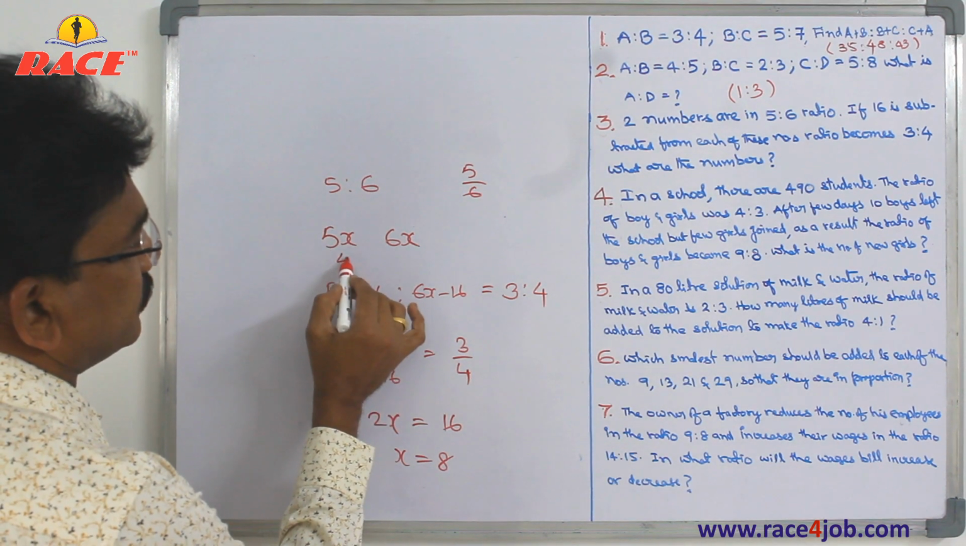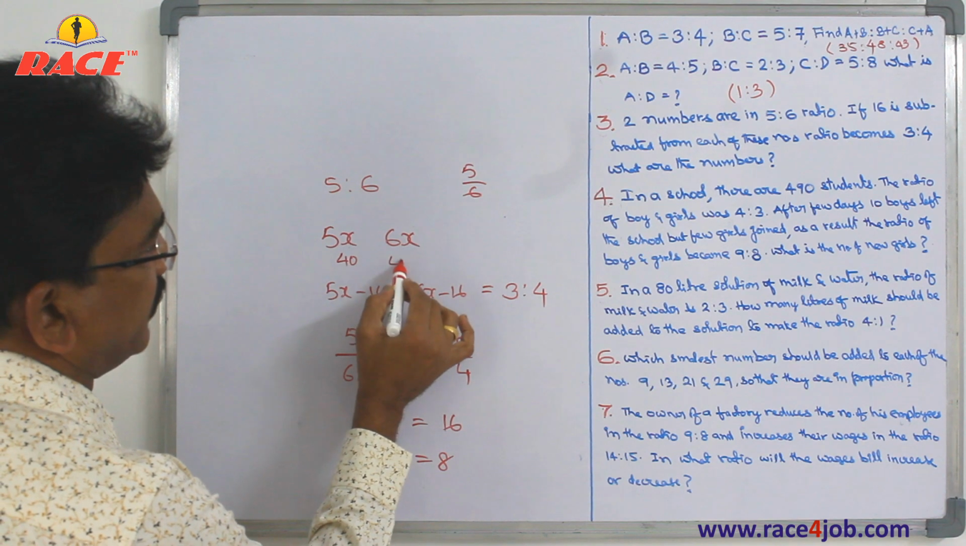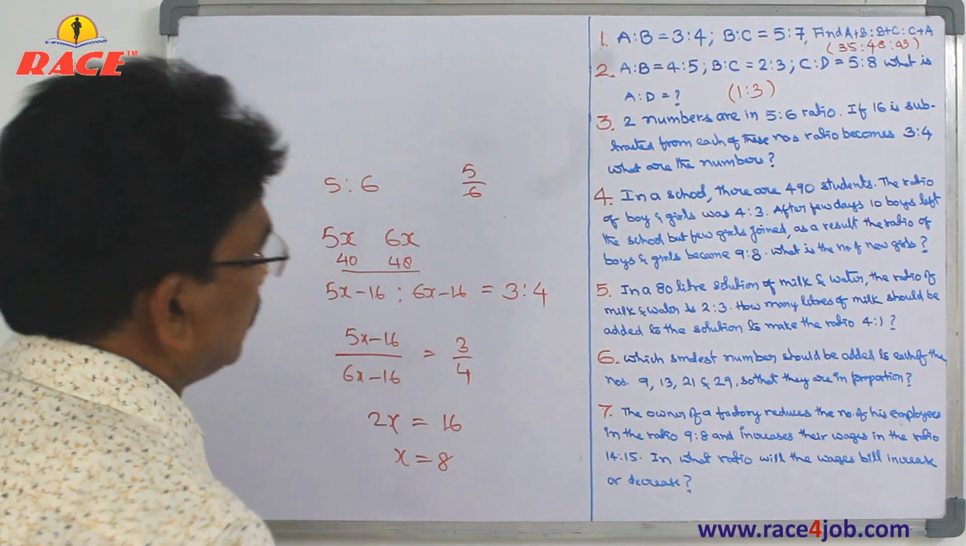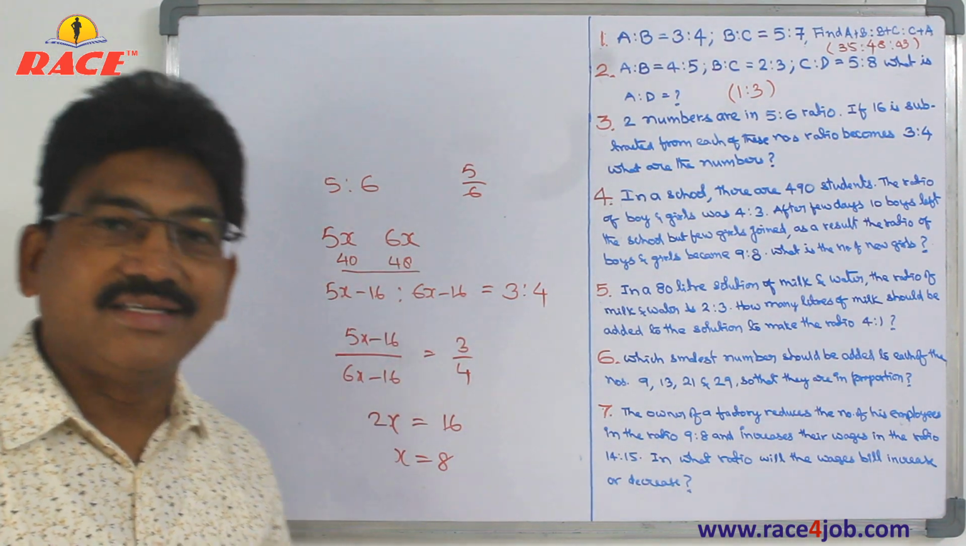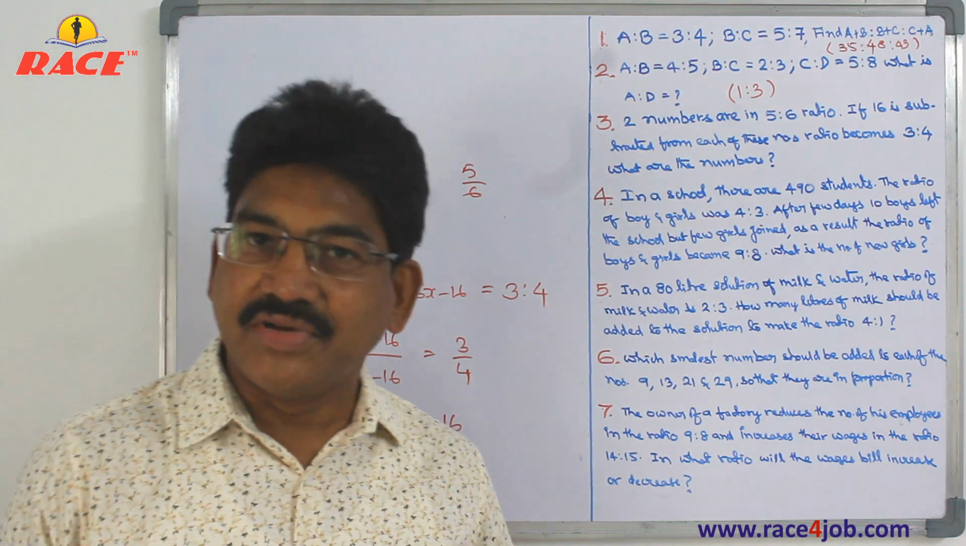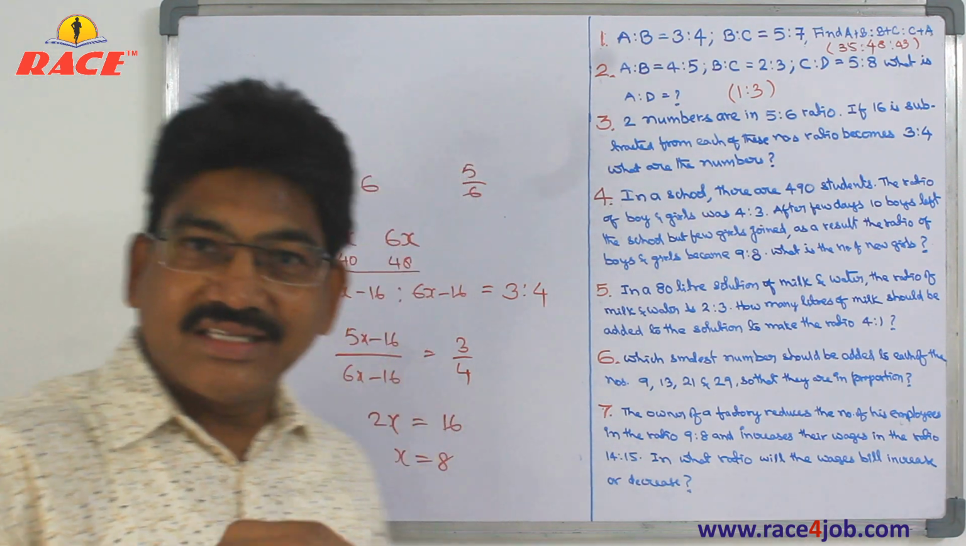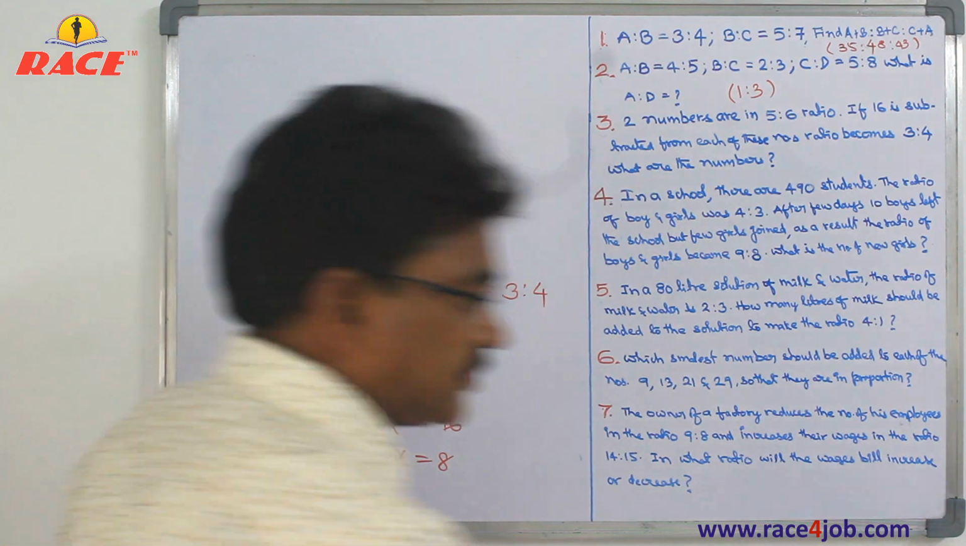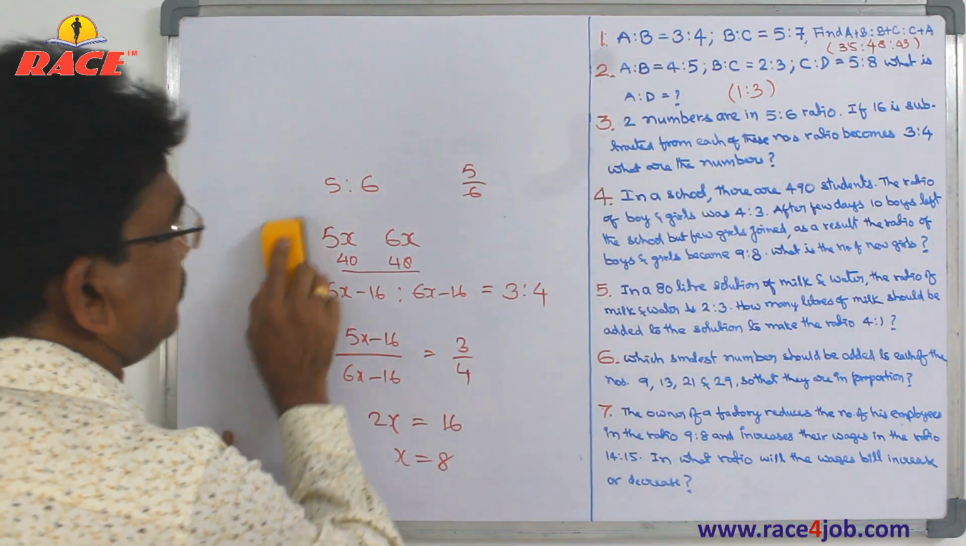X is 8, so what are the numbers? 5 into 8 is 40, 6 into 8 is 48. So 40 and 48 are our numbers. This is the answer. This is our regular, conventional approach. Okay, let us see the simple shortcut for this question. I'll show you that one also.